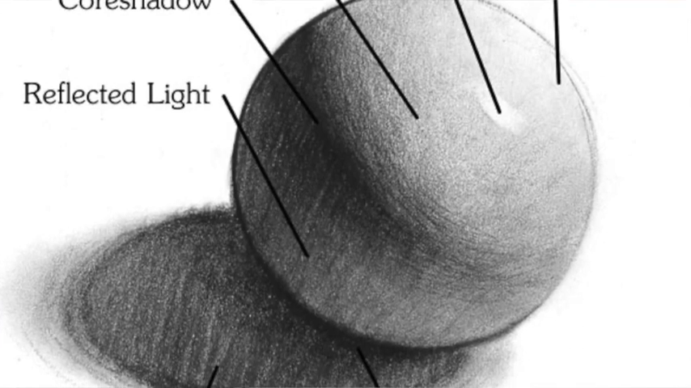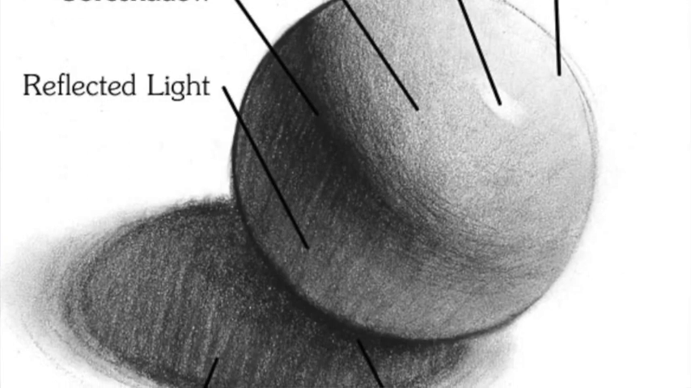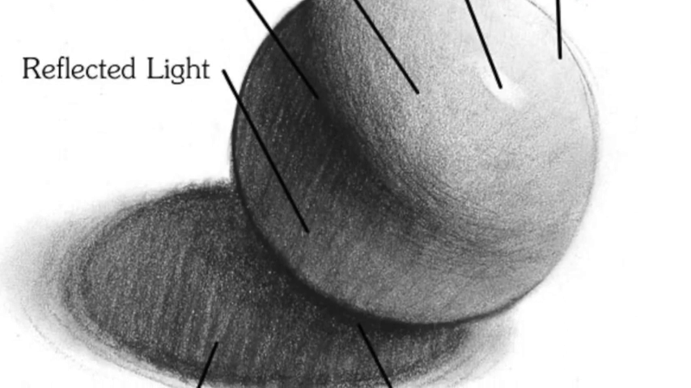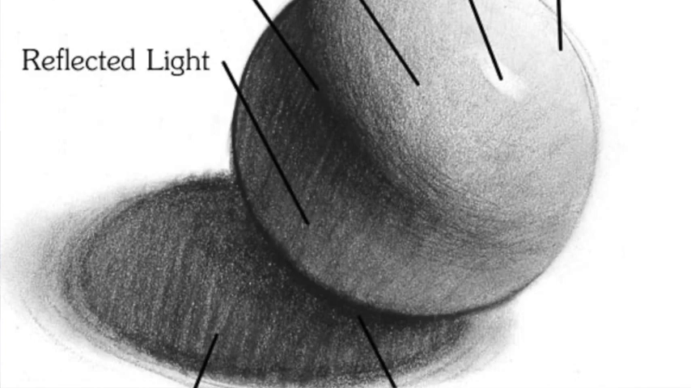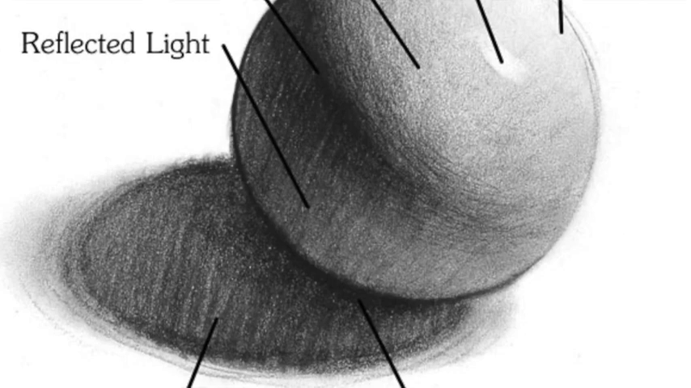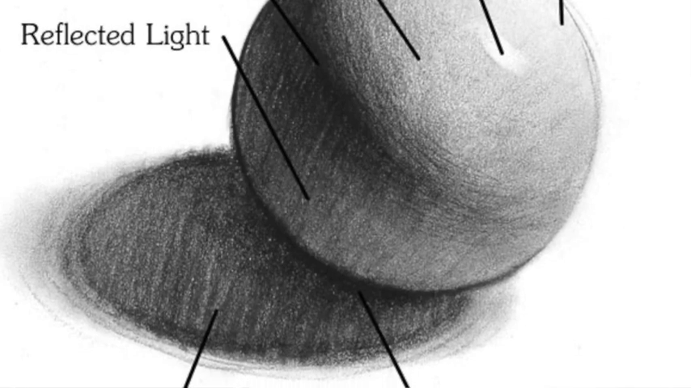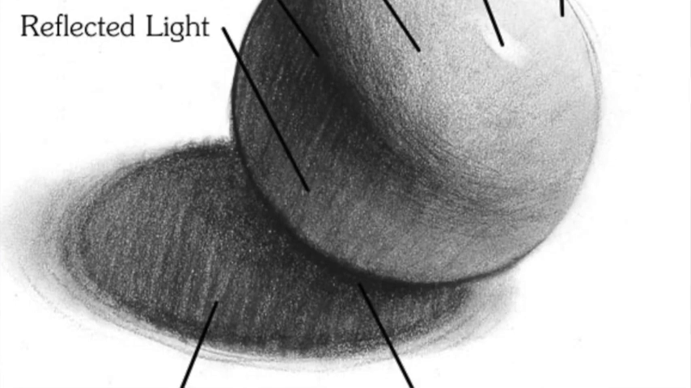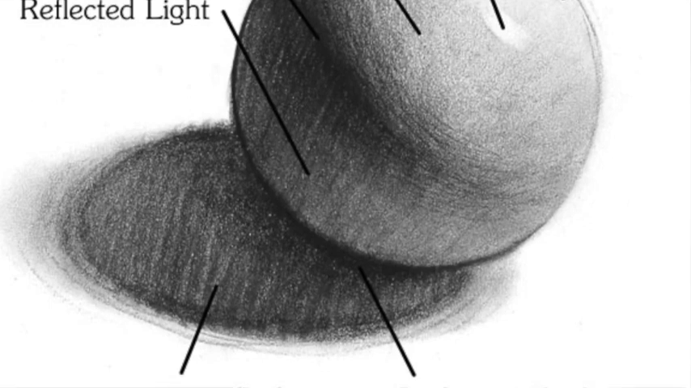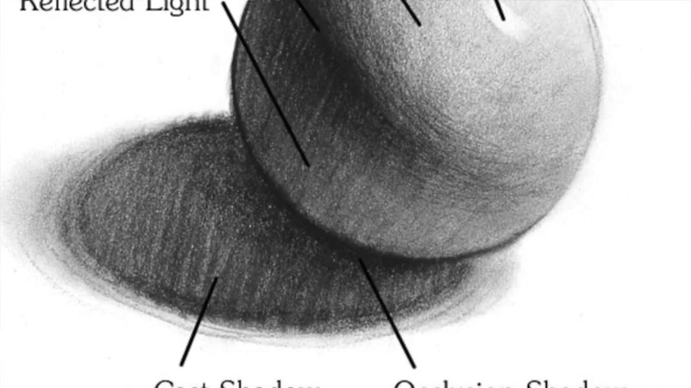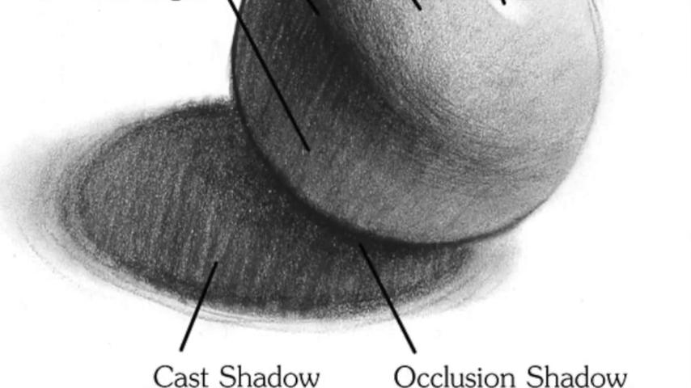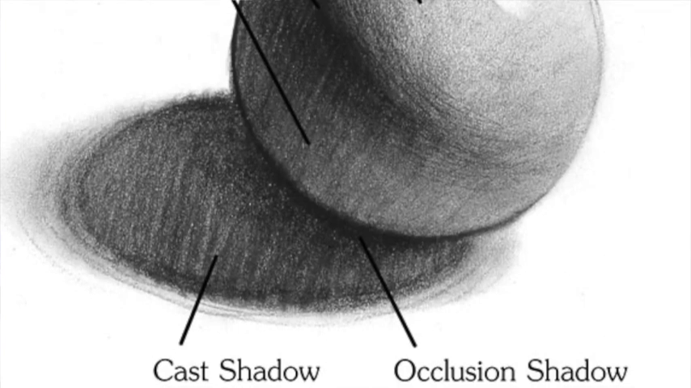We have reflected light. Now, reflected light is actually bounced light. So let's pretend that this volume, this sphere, is sitting on top of a white table. Well, this white table is reflected on this sphere, and some of that light is being bounced off. And so we just get a tiny little gradient shift from that core shadow to that reflected light. Notice that there's a nice outline, a nice contour line on the bottom, and then right up to the left side, and some of the right side as well.